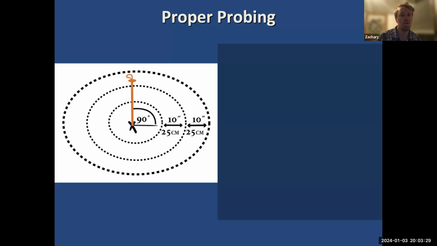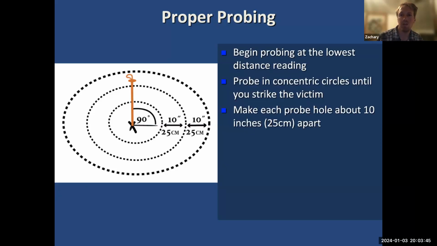We don't want to be moving the probe in any way where we're missing some portions of the snowpack underneath 3 or 2 feet of snow or more potentially. So begin at the lowest, probe in the concentric circle. People also go in boxes, ever expanding boxes. It's really just keeping that 10 centimeter spacing and making sure you're consistent about what method you choose.